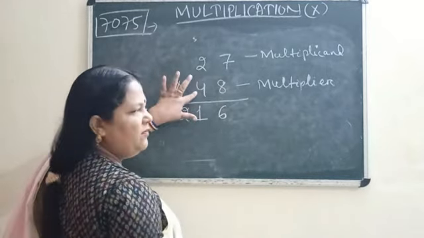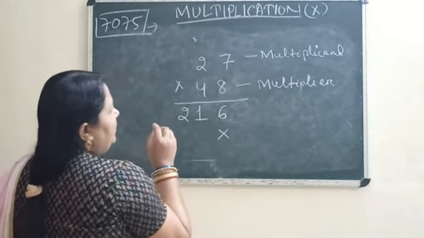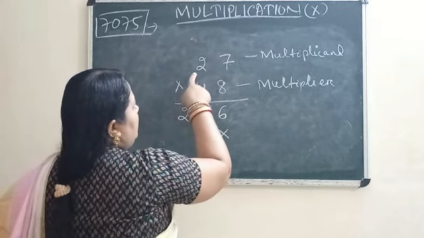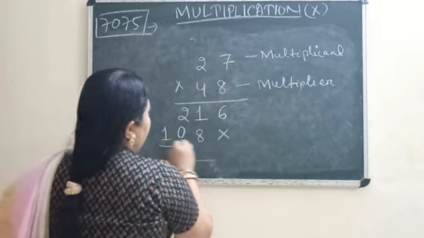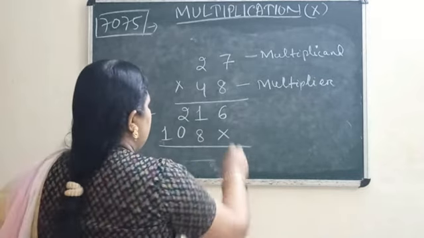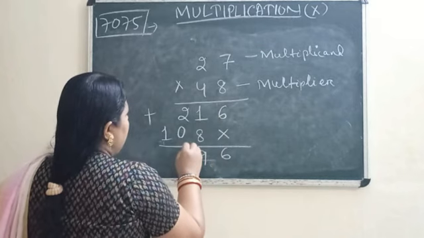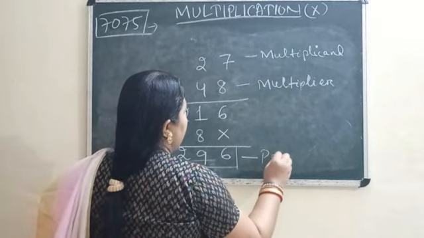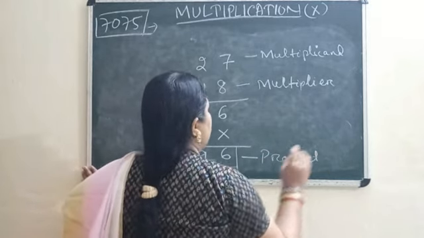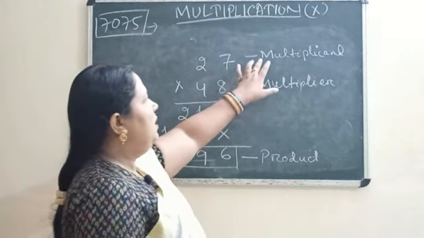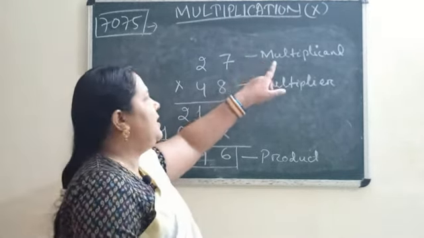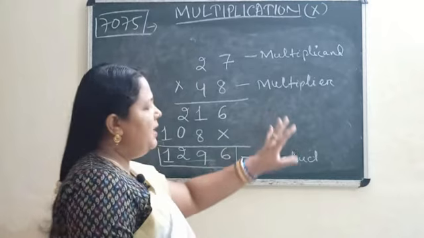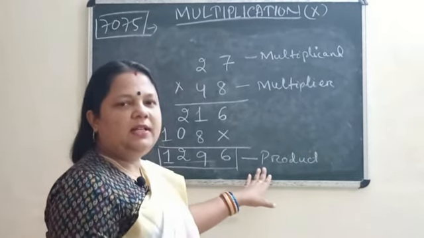Then you will multiply this by 4, leaving ones place. 4 7s are 28, 8. Then 2 carry forward will be here. 4 2s are 8 plus 2, 10. Okay. Now add both the values. 6 will come down, 8 plus 1 is 9, 2 plus 0 is 2, 1, 1296, and this is called your product. So remember, these three terms we are using. The number you are taking for multiplication, that is multiplicand, the number by which you are multiplying, that is called your multiplier, and the answer we are getting after that is called your product.